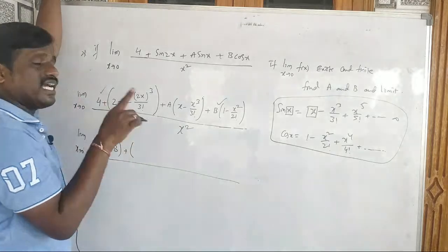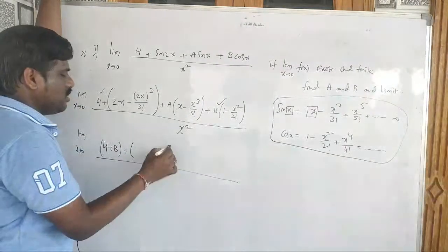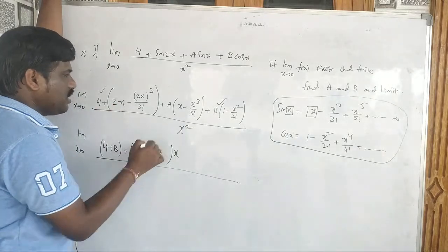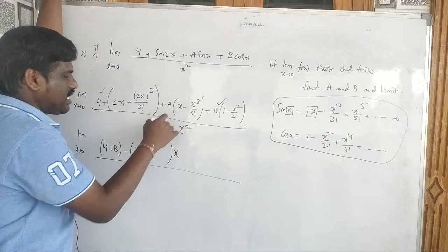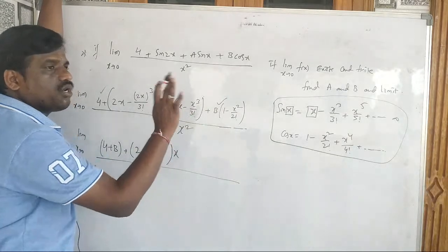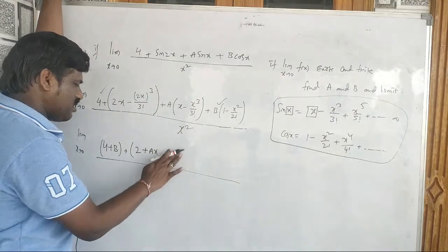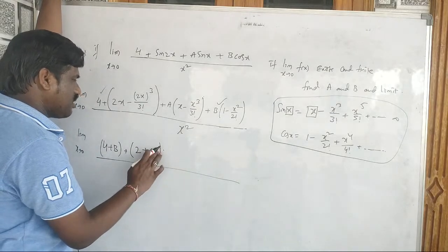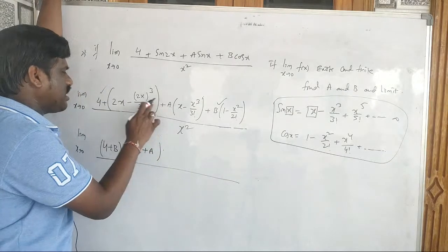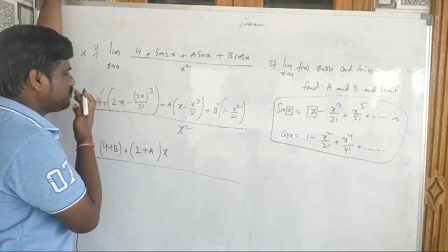Now write down the x coefficients. Here the x coefficient is 2. Here the x coefficient is ax, if I multiply, I get ax. Here the x coefficient is not there, so no need to write. So here I can write 2, here I can write a, and x is common in total.